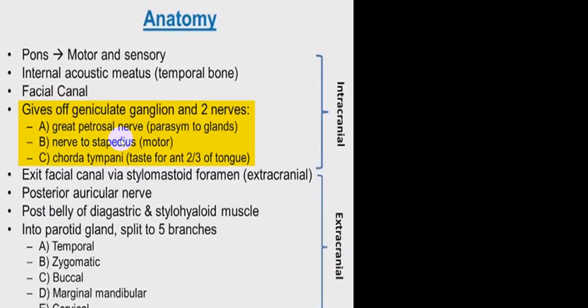Then the nerve to stapedius muscle, which is pure motor. This petrosal nerve is parasympathetic to one gland, that is we call the lacrimal gland. Chorda tympani branch, which will be taste sensation to the anterior 2/3 of the tongue. Then it comes out through the facial canal via the stylomastoid foramen, which is the extracranial division. So this is the intracranial division. So in the intracranial division, it gives out these three branches: greater petrosal nerve, nerve to stapedius, and chorda tympani branch.